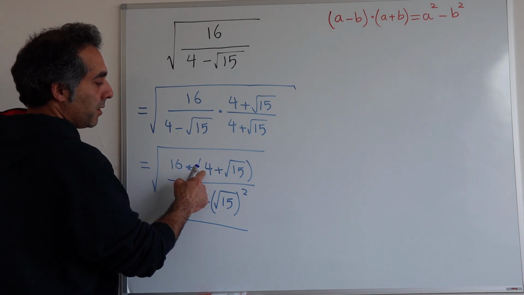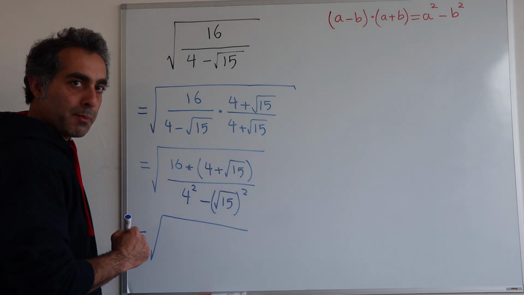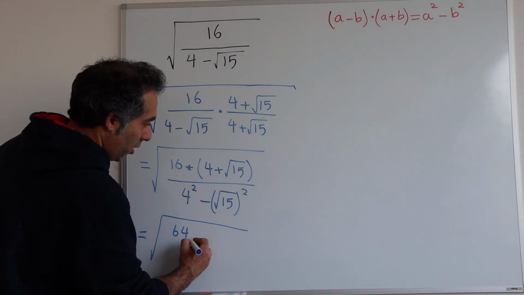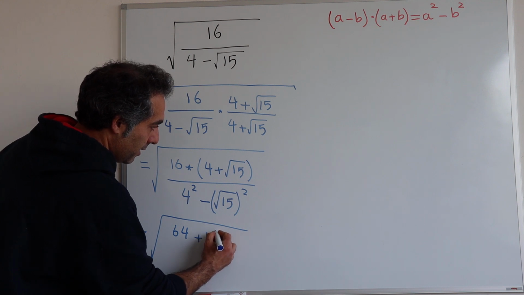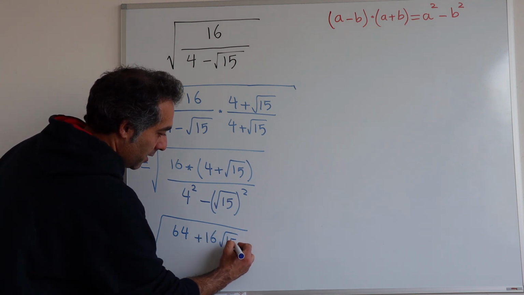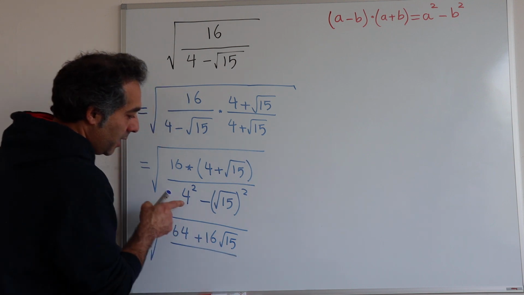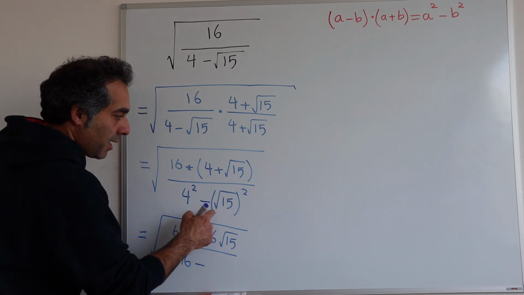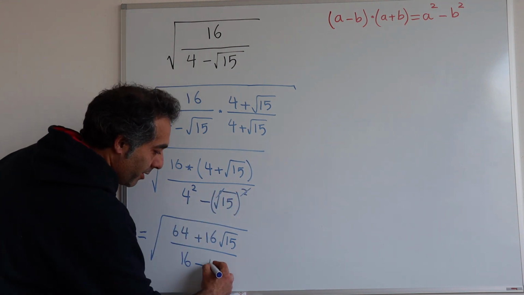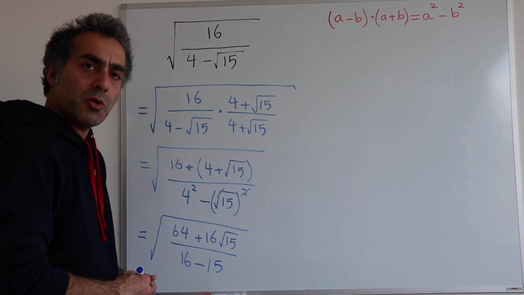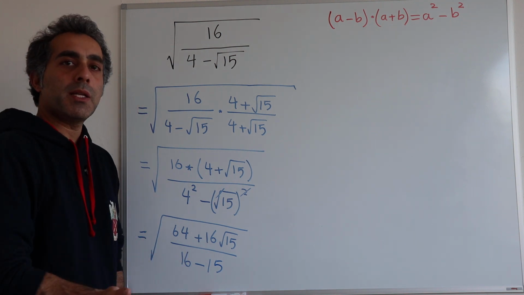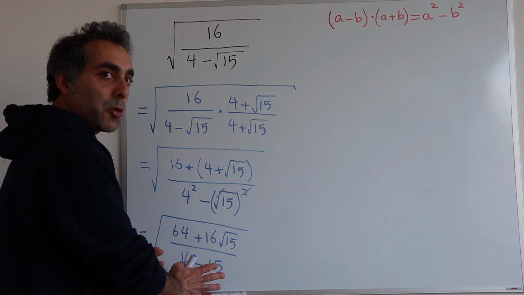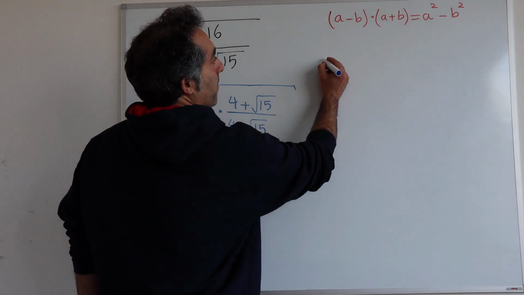Again, 16 should be multiplied to both terms in the parentheses, which is 16 times 4 is 64, plus 16 times the square root of 15, over 4 squared, which is 16, minus the square root of 15 squared, which simplifies to 15. And you can see it's very simple, 16 minus 15, which is just 1. And you can ignore this denominator in the next step.